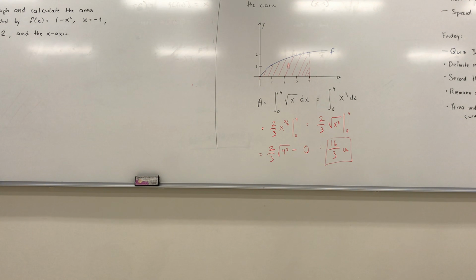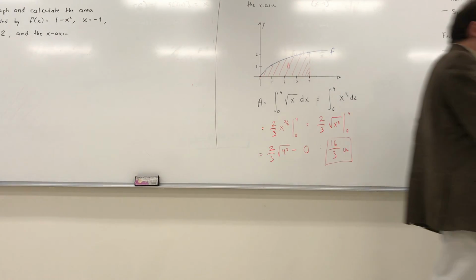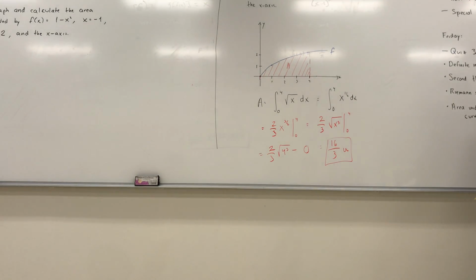Okay, so now I have the same thing, but now the function is different. 1 minus x squared between x equal to minus 1, x equal to 2, and the x-axis. Before we graph, try to visualize what kind of graph corresponds to that function. An inverted parabola, concave downwards, but it's shifted, right? How many spaces?